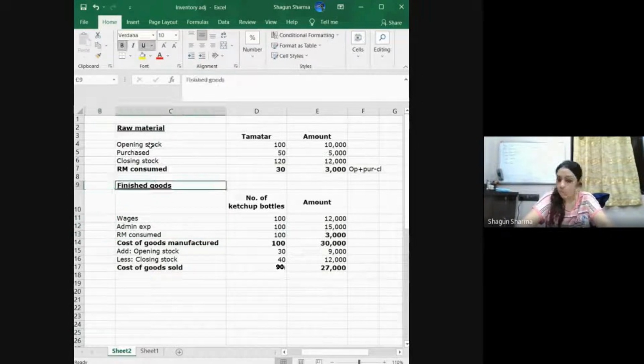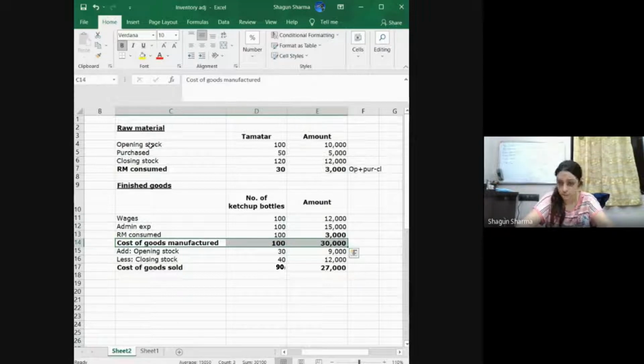So let's see how we account for finished goods. First you total all the expenses that you incurred during the year. Say I manufactured 100 units of ketchup bottles. For manufacturing those 100, I incurred an expense of wages of 12,000, administrative expenses of 15,000, and I also included raw material of 3,000 to manufacture 100 bottles. So this gives me my cost of goods manufactured, all the costs I incurred to manufacture 100 ketchup bottles.